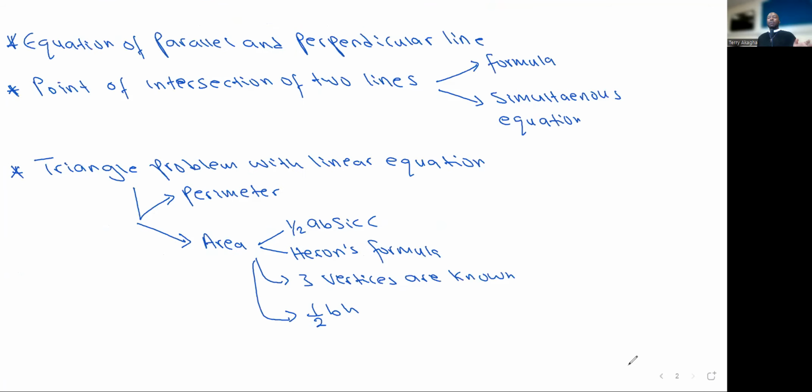Then after that, I'll talk about the equation of a parallel and perpendicular line. Then also, how do you get the point of intersection of 2 lines? I'll talk about the formula method and the simultaneous equation method. Then when we're done with that, we'll talk about the triangle problem associated with linear equation. So I'll talk about how you find the perimeter and the area, and then we'll solve some more examples on that.